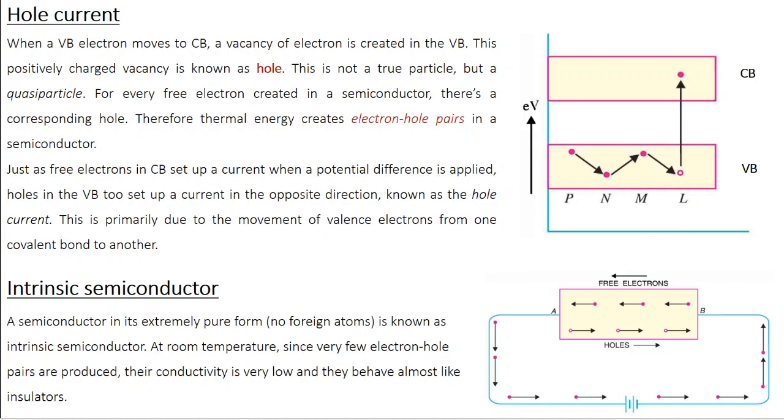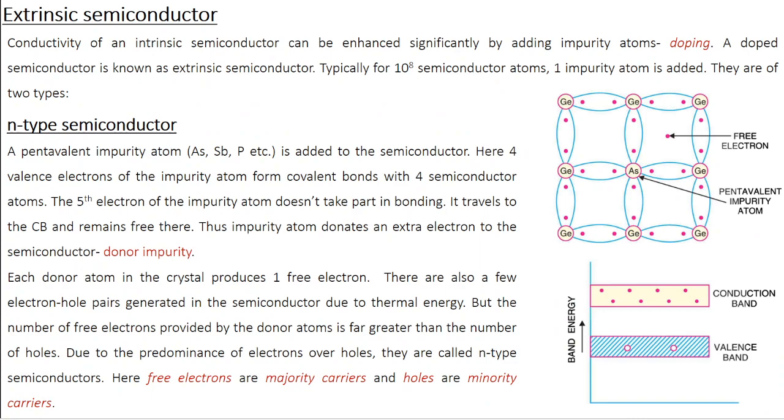So if you want to use a semiconductor in any practical circuit, you need to improve its conductivity. In other words, you need to improve the number of electrons and holes. And this can be done by adding impurity atoms to a semiconductor crystal. And this process is known as doping.